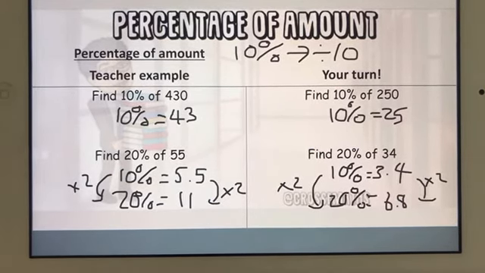Guys, if you don't quite understand those yet, that's okay. Okay, it's going to be a work in progress. Remember, 10% is always the first one you find, and then you need to double it to find 20. Or if you're looking for 30, you need to times it by 3. Mark those up. Let's move on.